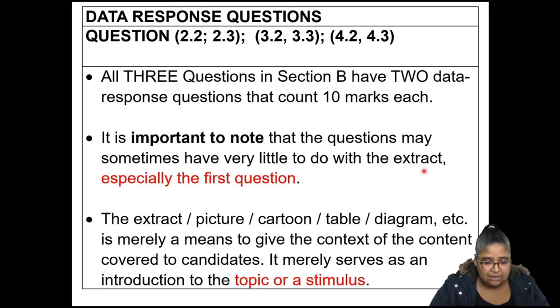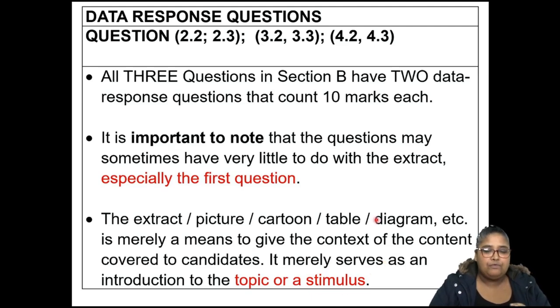It might be about business cycles. It might be the circular flow. It might be foreign trade. So you should then know that the rest of the questions will have to do with that specific topic, but not necessarily that your answers will be coming from the text, okay? So the extract or the picture that you're given, the cartoon, table, diagram, etc., is merely a means to give you context of the content covered, and this serves as an introduction to the topic or a stimulus, okay?